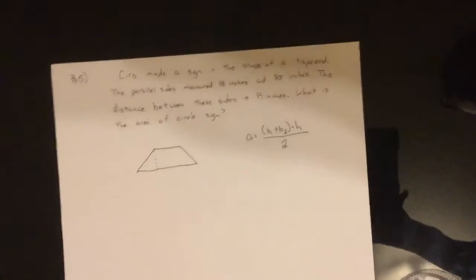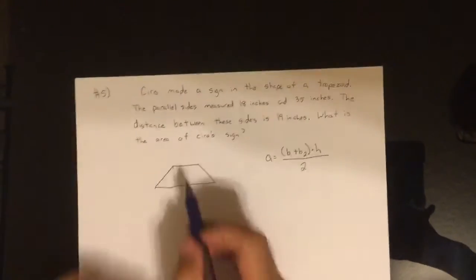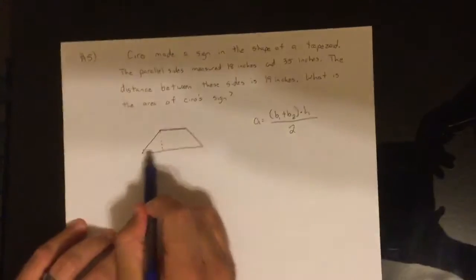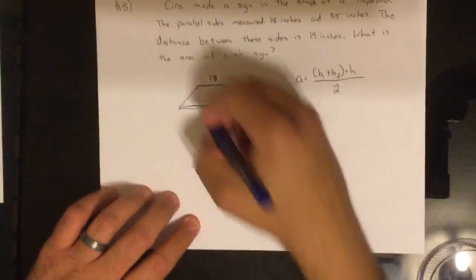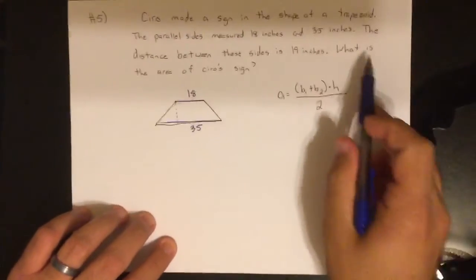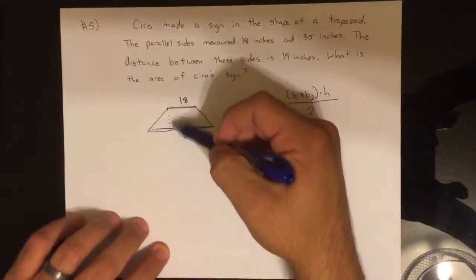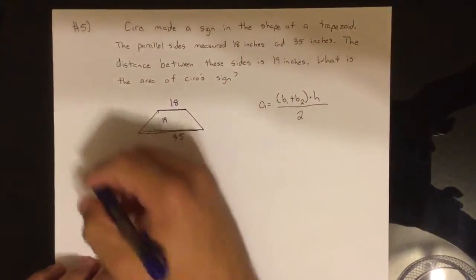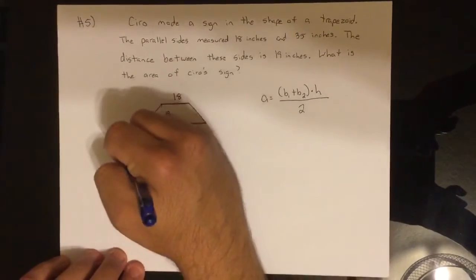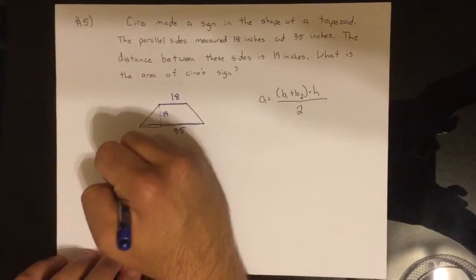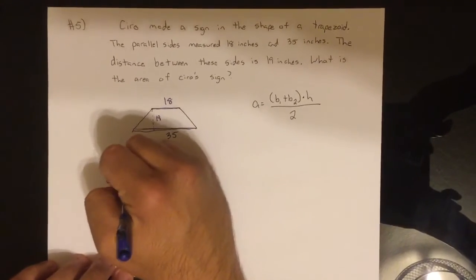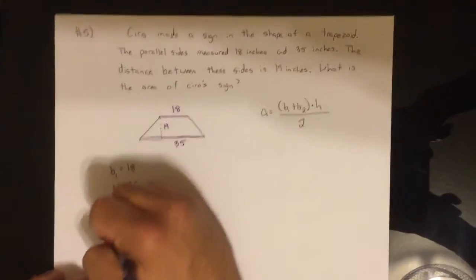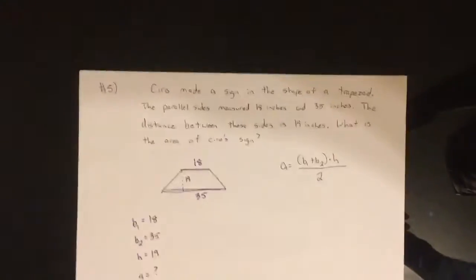All right, number 5. Kiro made a sign in the shape of a trapezoid. The parallel sides. So here's your parallel sides right here. It has 18 inches and 35 inches. The distance between the sides, so this distance right here, which is known as the height, is 19 inches. So let's see here. It gives us the base 1 is 18. Base 2 is 35. The height is 19. And the area is my unknown.